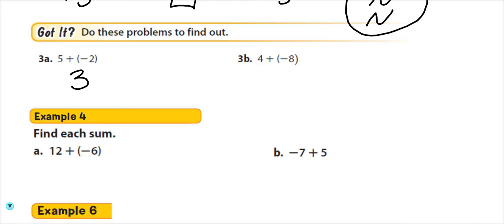3b, 4 plus negative 8. Again, do I have same signs or different signs? I have different this time. So different signs, I subtract. So 8 minus 4, which would be 4. Keep the sign of the larger number. Who had more people on their team, the positives or the negatives? The negatives do, so they win this time. So it's negative 4.